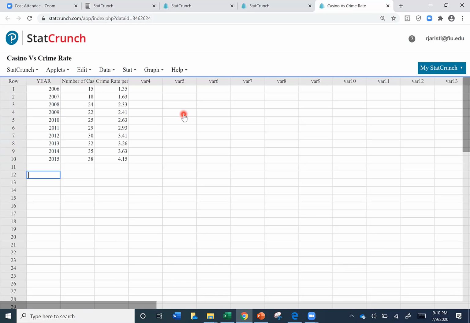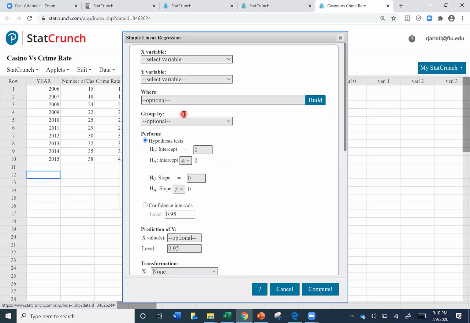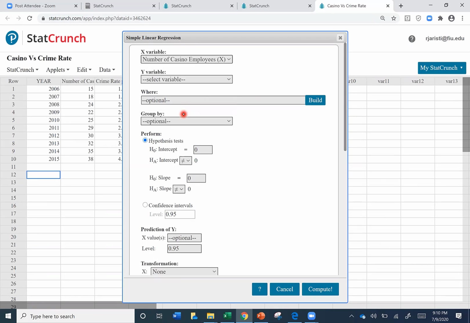Then in StatCrunch we need to select Stat, Regression, and in Regression, Linear Regression. My independent variable is the number of casino employees. This is the explanatory variable or independent variable, located here. The response variable or dependent variable will be the crime rate, located in this column.